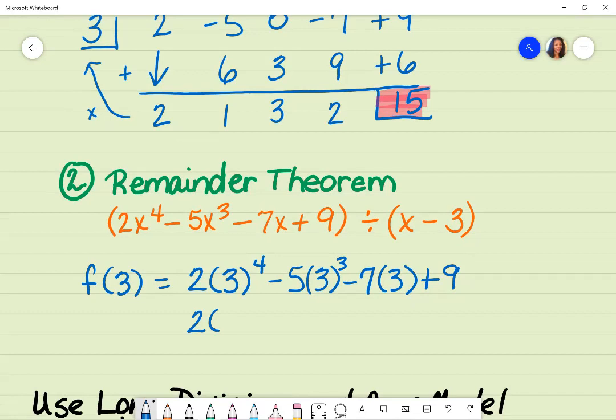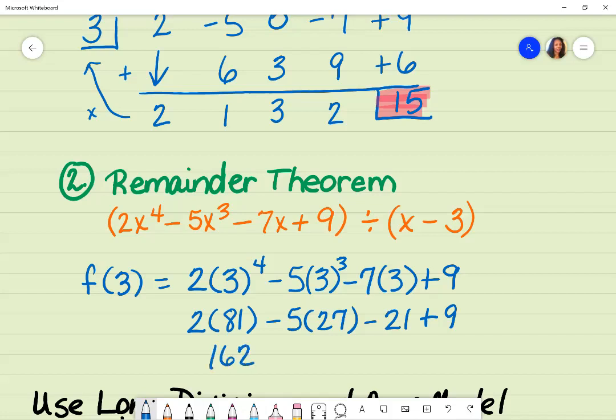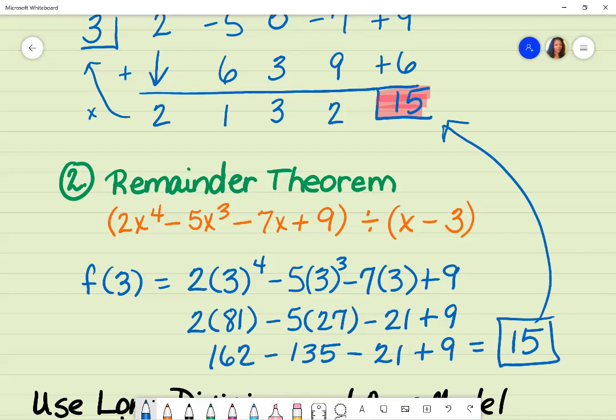Otherwise, it's 2 times 3 to the 4th power, which is 81, minus 5 times 3 to the 3rd power, which is 27, minus 7 times 3, which is 21, plus 9. Let's simplify that. I have to get out my calculator here. So I have 162 minus 135 minus 21 plus 9. And it will result in 15, which is the same thing we said when we used our synthetic division.